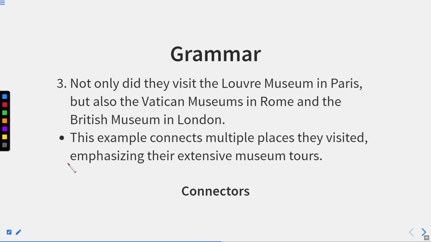Not only did they visit the Louvre Museum in Paris, but also the Vatican museums in Rome and the British Museum in London. So here we are joining multiple places together with the help of not only and but also. This example connects multiple places they visited, emphasizing their extensive museum tours. Or you can say, because they went there only to see the museums, that was the emphasis part of that particular journey. Therefore, here it has been shown with the help of not only but also.